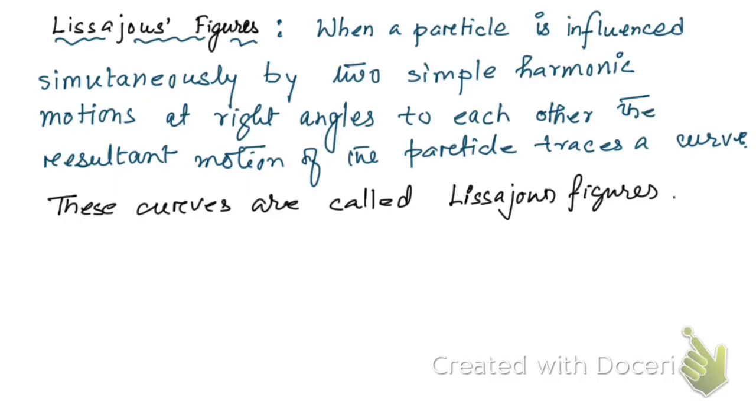So what is given here? When a particle is moving in a plane, it is influenced simultaneously by two simple harmonic motions, and they are perpendicular to each other, at right angles. Due to these two waves, the resultant path of this particle will be a curve, and this curve is nothing but the Lissajous figure. If we trace the path, the figure we get is the Lissajous figure. Now let me write the definition of the Lissajous figure. So here is the definition of Lissajous figures.